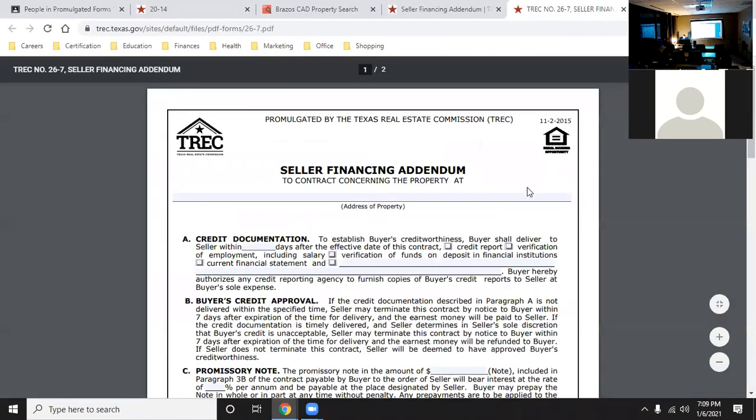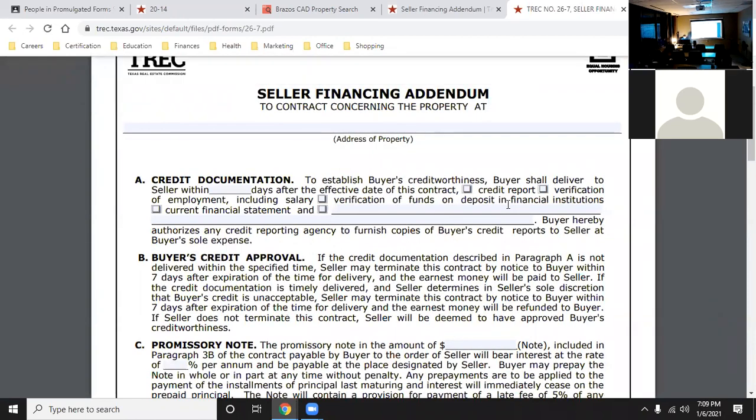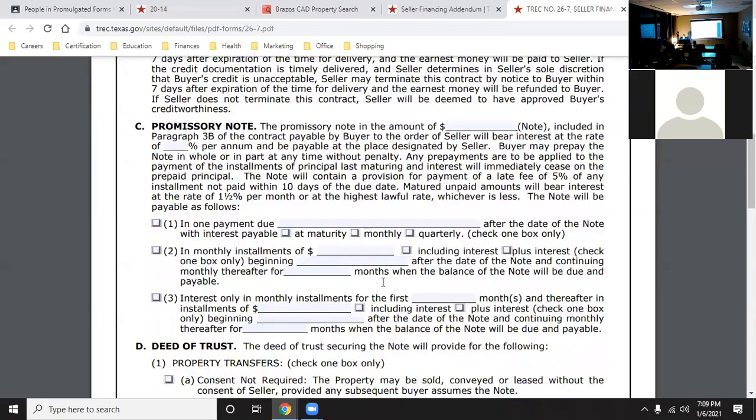In this form, kind of the same situation. You're going to have the credit documentation, but in this situation, guess what happens, Mr. Stahl? If you're financing, you're giving me seller financing, you're going to be the one running my information. You're going to be checking my credit. So the credit documentation must be provided within a certain time. You have to make certain that you meet certain expectations. And then there's going to be the promissory note.